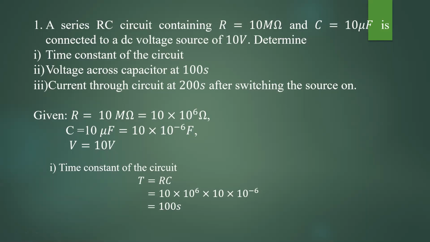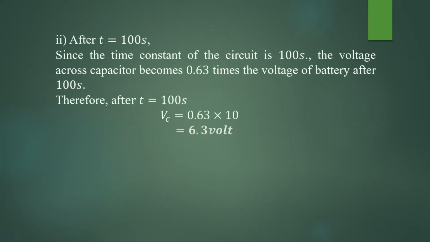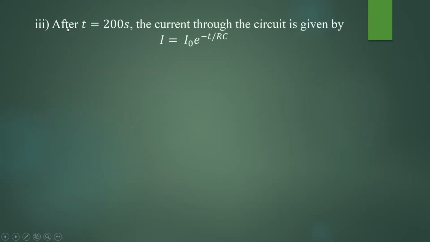Capacitor is charging. So for charging, you have to find out the current. Third question. Let us go to that question. So after t is equal to 200 seconds, we have to find the current through the circuit. That is given by I is equal to I naught into e to the power minus t by RC.